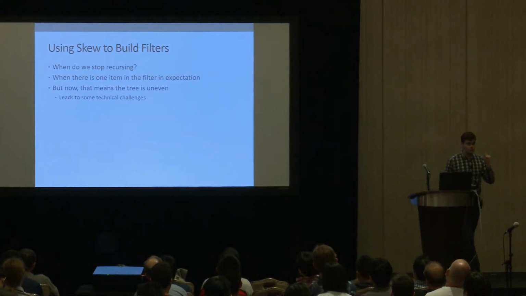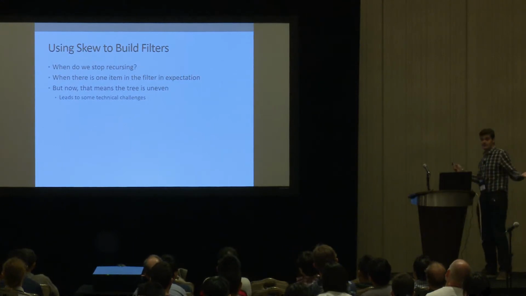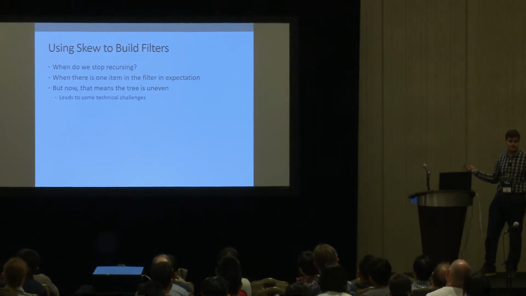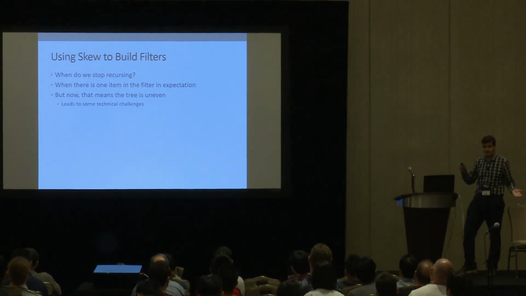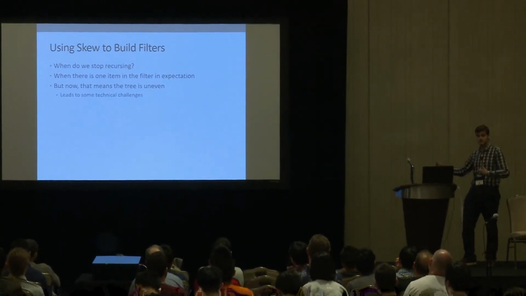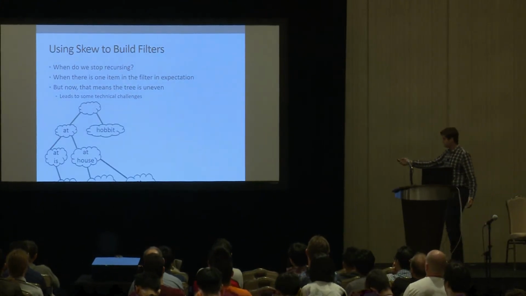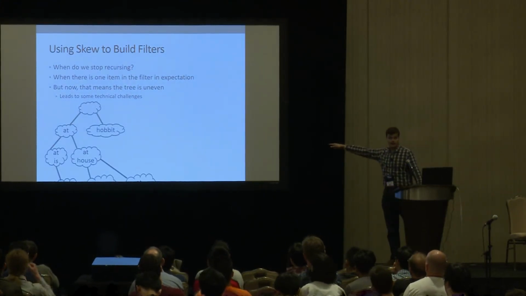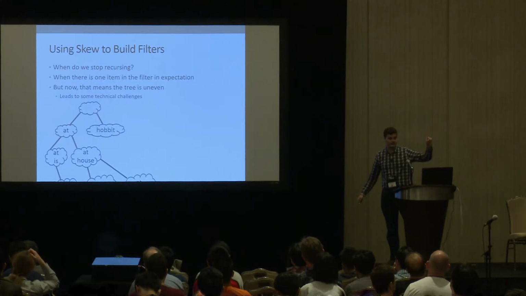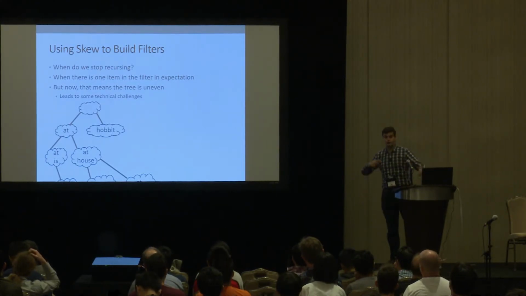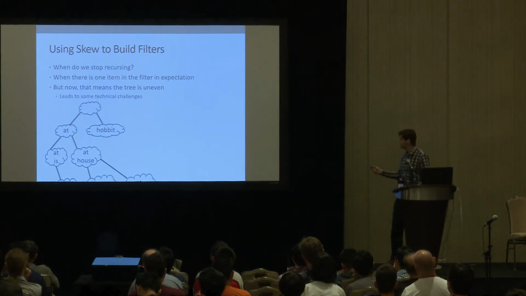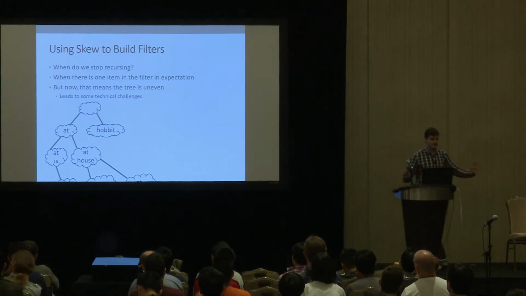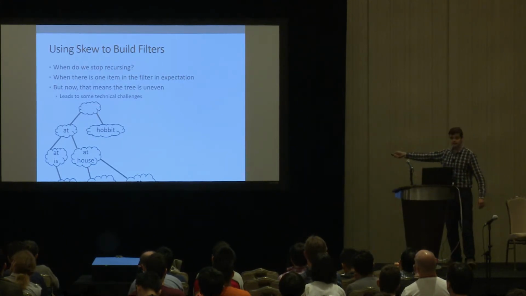The next question is, when do we stop recursing? And the answer is actually the same: when there's one item in the filter in expectation. But now, that means that the tree is uneven, because some filters are going to have more expected items than others. You can see right here, this is the same tree as before, but when I get to Hobbit, I only have one expected item. I can stop right there. I don't want to waste time recursing and generating more filters that I'm going to have to look through all of them just to get the same information over and over. Once I see Hobbit, I say, I'm done. This is my filter. And that is going to be a leaf of my tree.